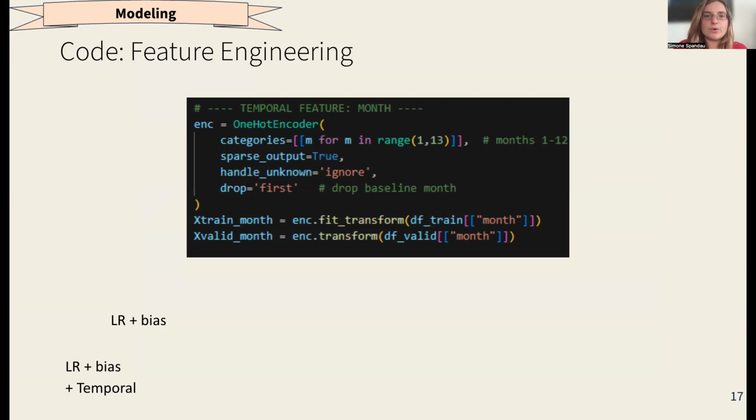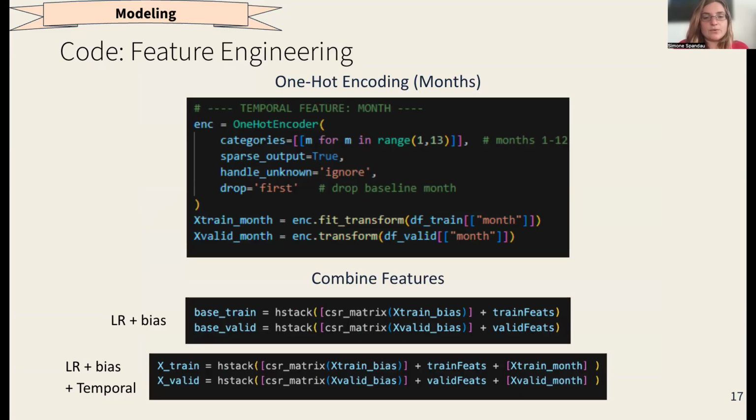So here is our one hot encoder for encoding the month feature. It's pretty simple. We had numbers 1 through 12 representing each of the months. And then we used this only in our logistic regression plus temporal model, not in our just plain logistic regression model.